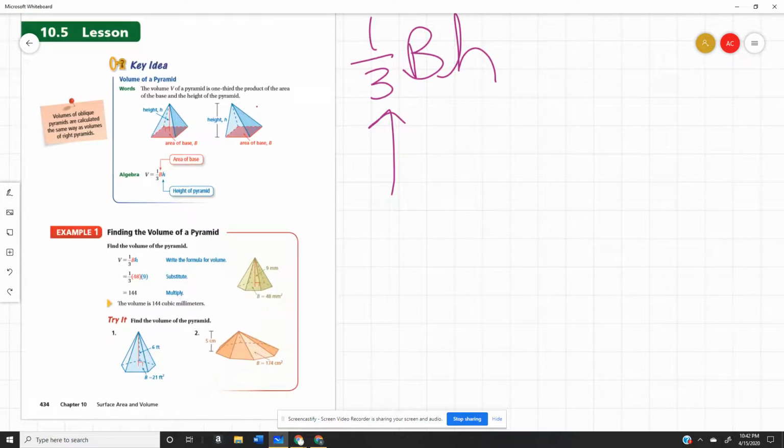Okay, so let's look at example 1. In example 1, it says find the volume of the pyramid when we know the area of the base, and what is that? 1, 2, 3, 4, 5, 6.